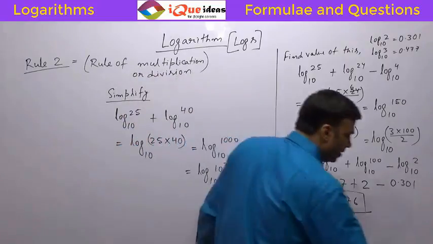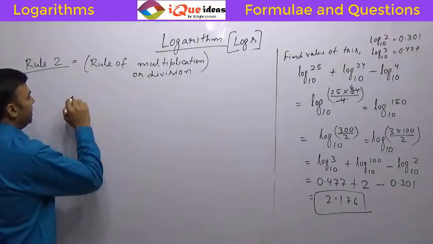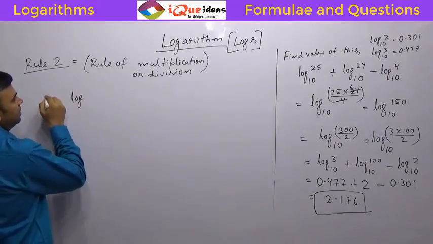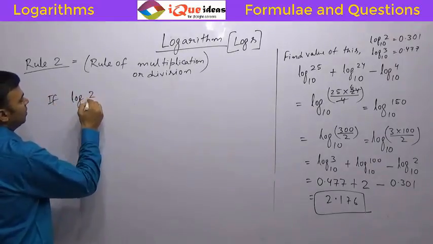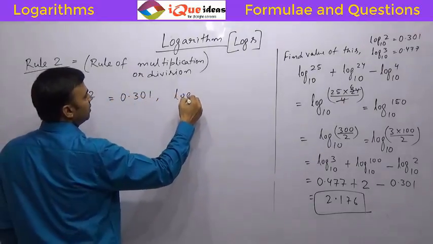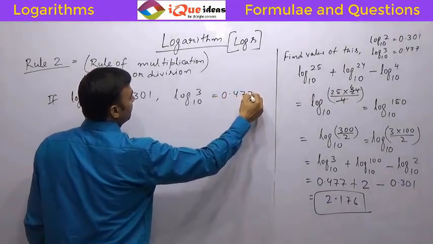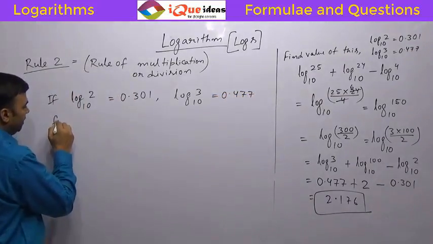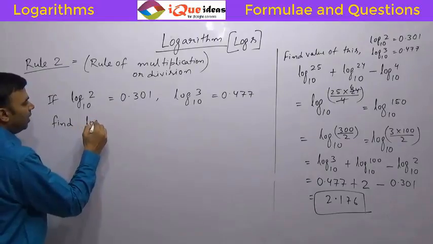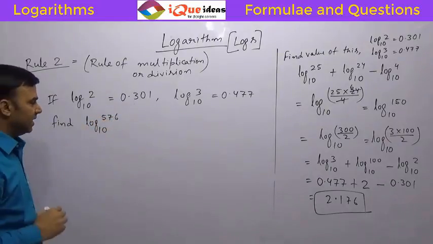So this is the second rule of log. Suppose we use the same data. Suppose it is given that log 2 to the base 10 is 0.301, log 3 to the base 10 is 0.477. And the question says find the value of log 576 to the base 10. How do we do this? Let's see.